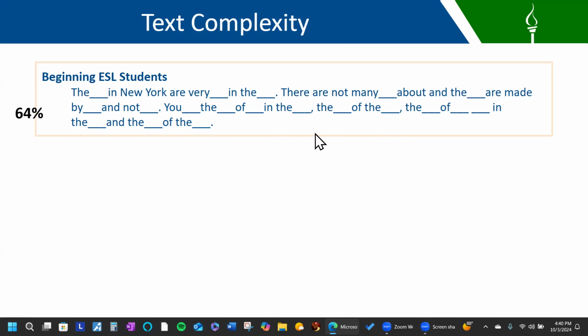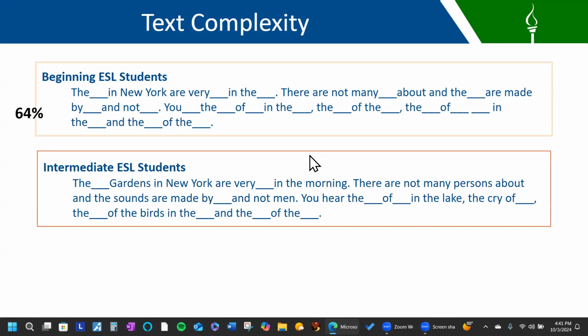You're correct. These are high frequency words. Does this paragraph make sense as it's read here? Not really. I'm not going to get too much out of this, but I can read 60% of the words. Okay. Here's what an intermediate student might be able to read when they've gained a little bit more vocabulary. This gives you 80% of the words in the text.